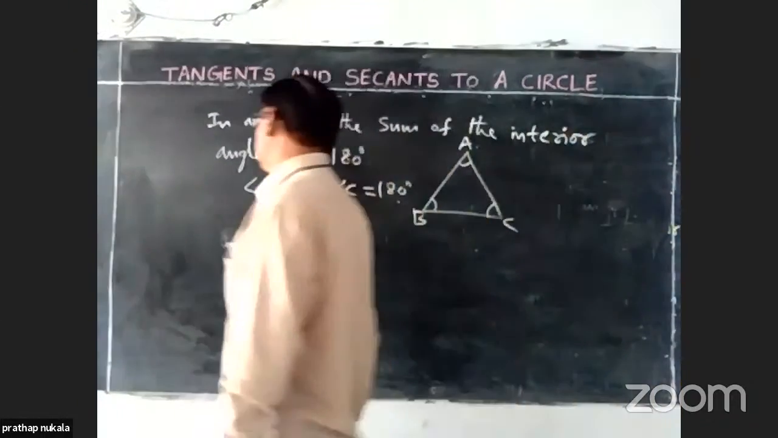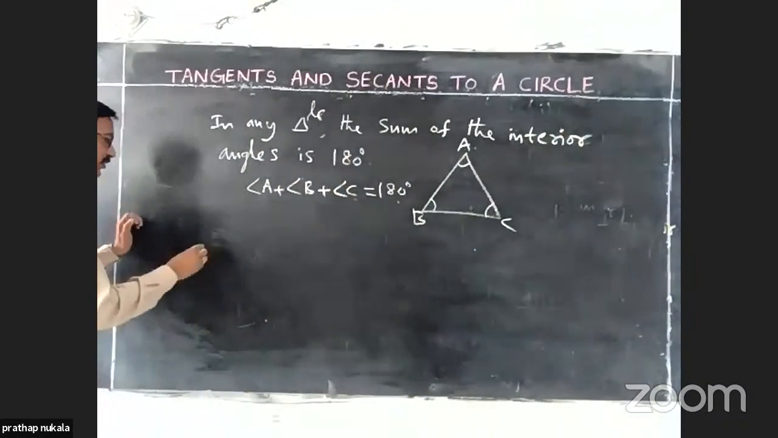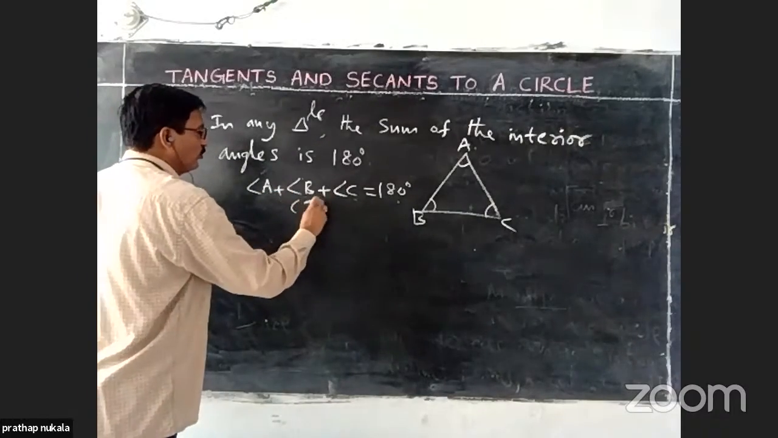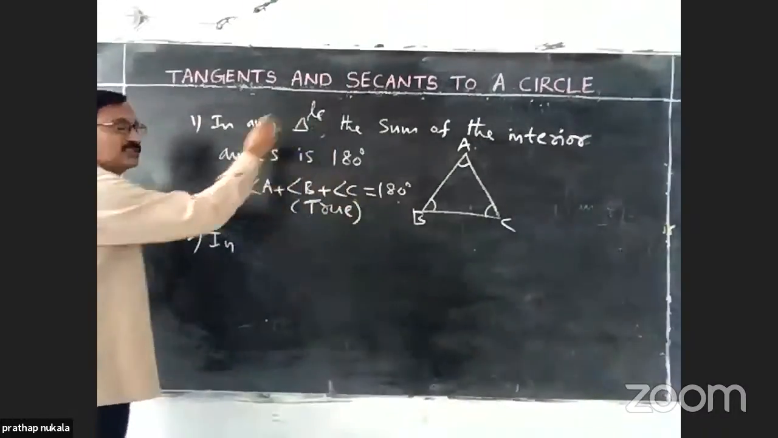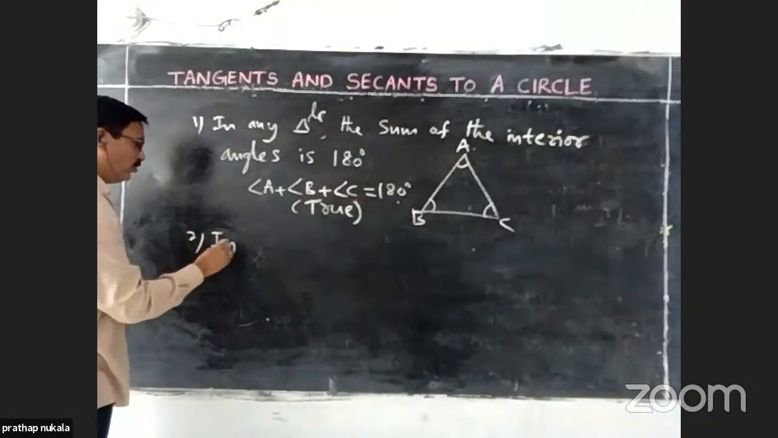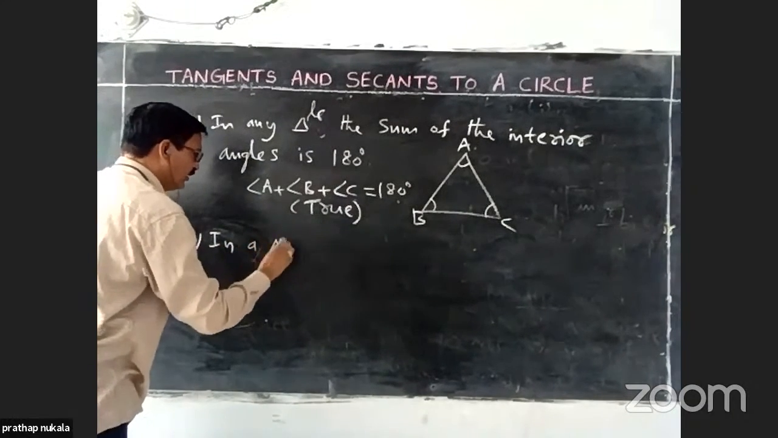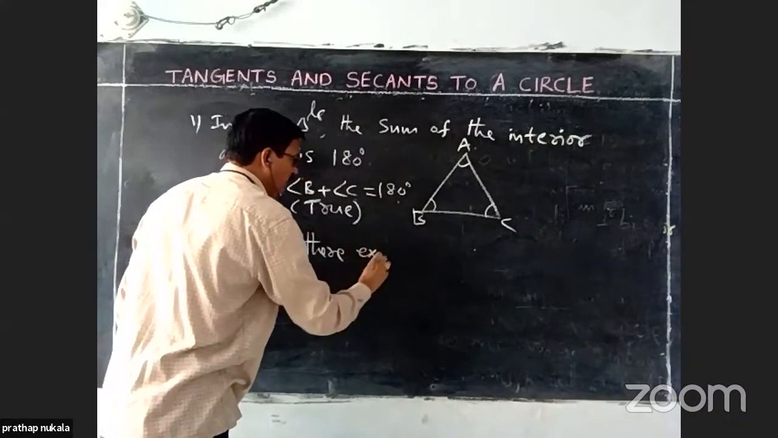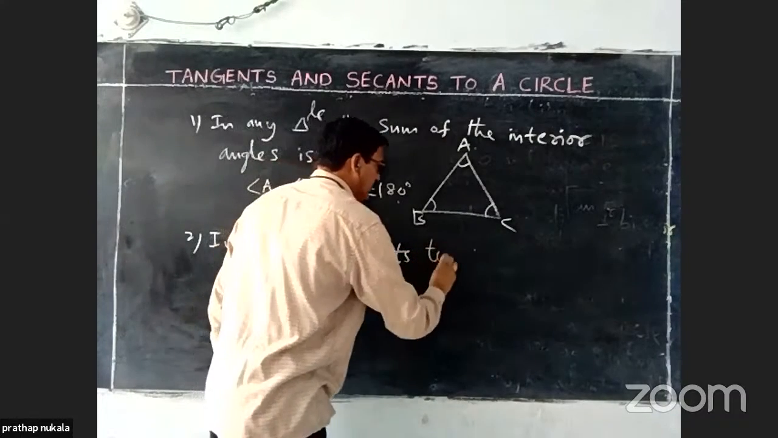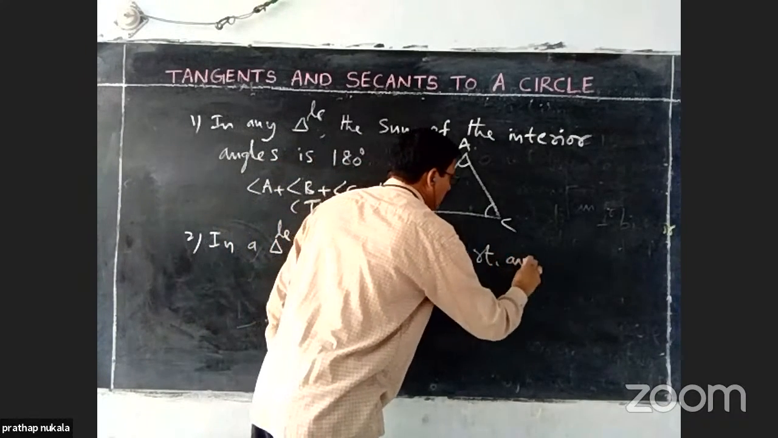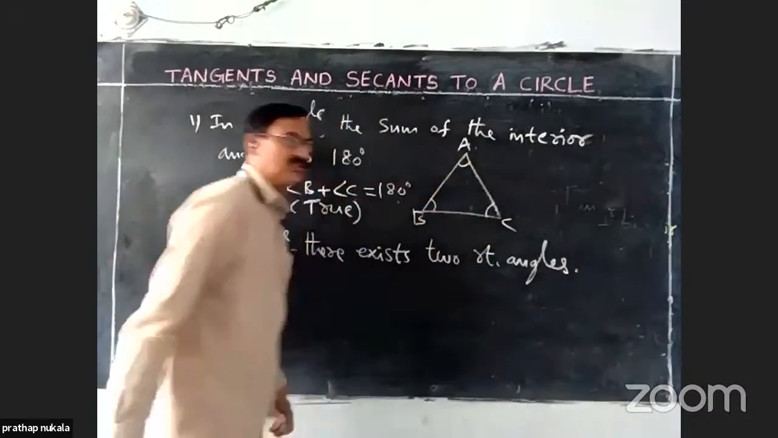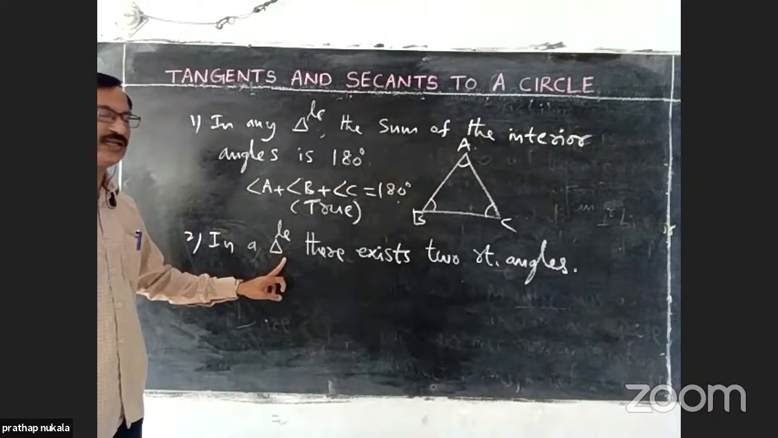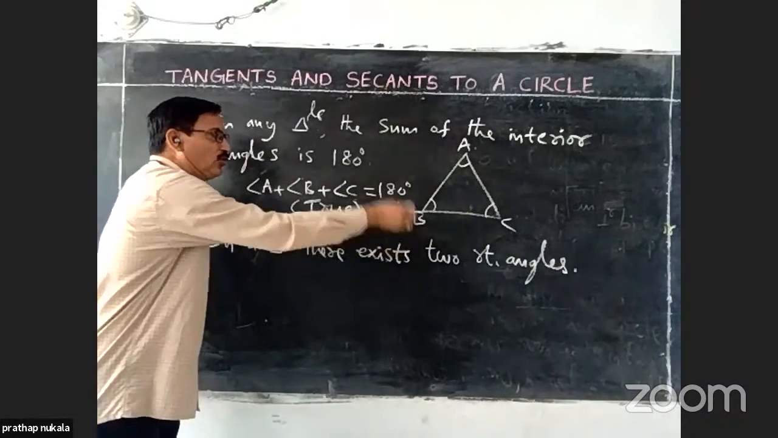Again, another sentence. The first one is true, that's why the sentence becomes a statement. Now, in a triangle, there exist 2 right angles. This is also a mathematical sentence.